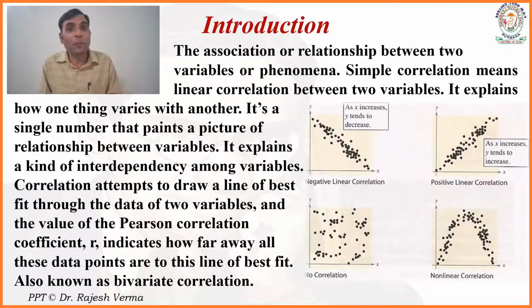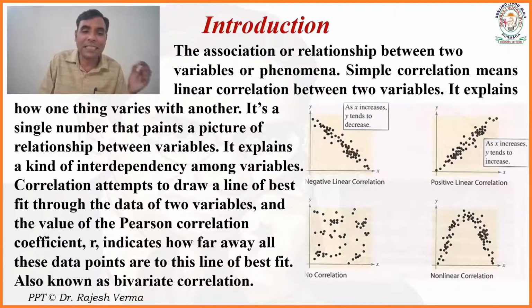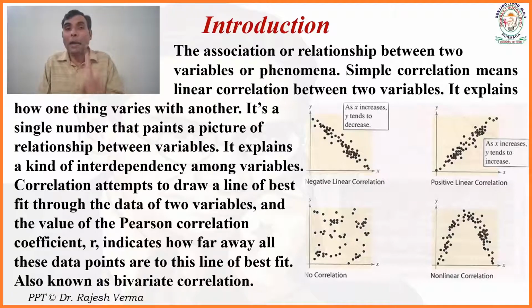And the value of the Pearson correlation, which is one of the types of correlation we will discuss in the subsequent slides, indicates how far away all these data points are from this line of best fit. And this is also known as the bivariate correlation. See, the Pearson r correlation is also known as the bivariate correlation.